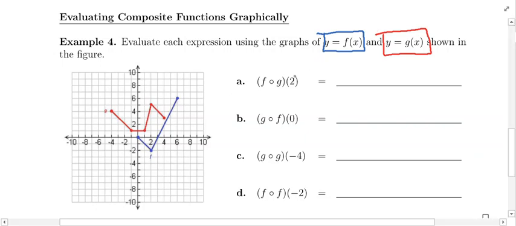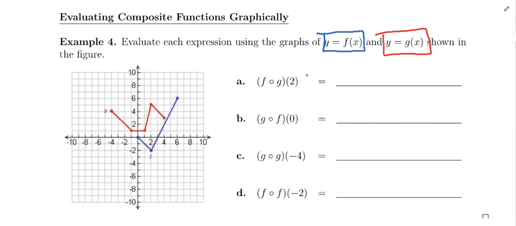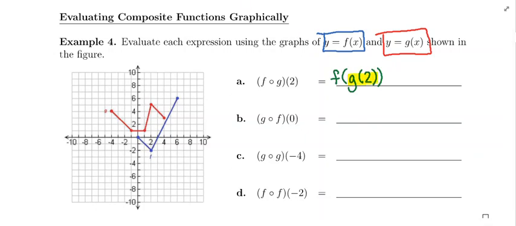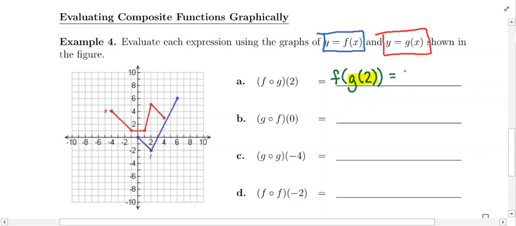In part A, we need to find f of g of 2. There's absolutely no way we can actually form the function f of g, so we're going to have to break it down here. This is going to be f of g of 2. We need to start on the inside. We need to figure out what g of 2 is, and then once we have that value, we'll plug it into the outside function, which is f.